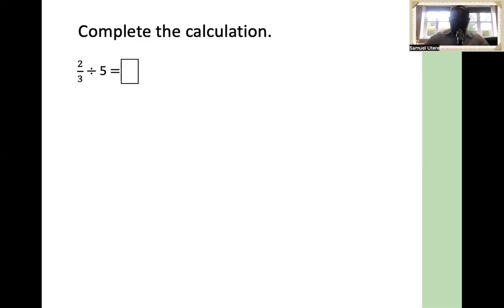Remember, dividing by a number is the same as multiplying by its reciprocal. So what is the reciprocal of 5? Of course, 5 is the same as 5 over 1. So if we flip 5 over 1, we'll have 1 over 5. So our calculation becomes 2/3 times 1/5. And we know that we can multiply the numerators and then multiply the denominators. That is how we multiply fractions. And that becomes 2/15.